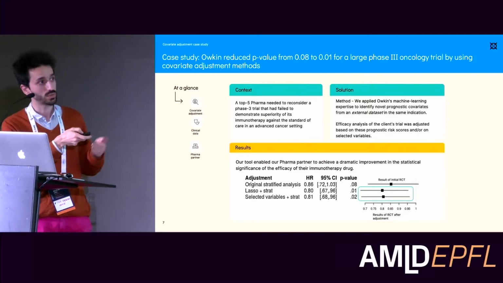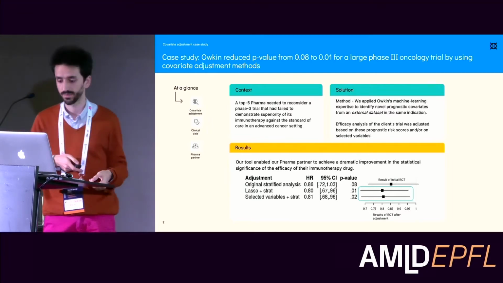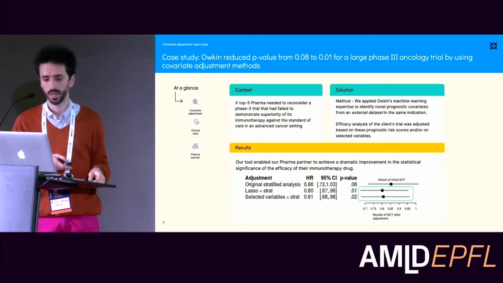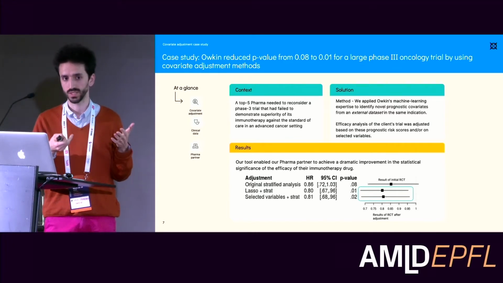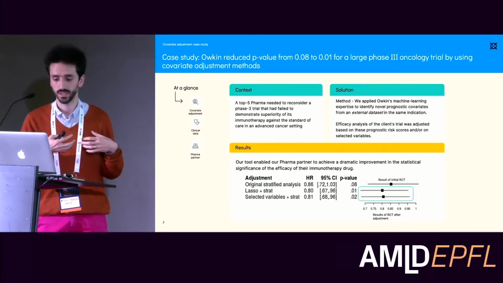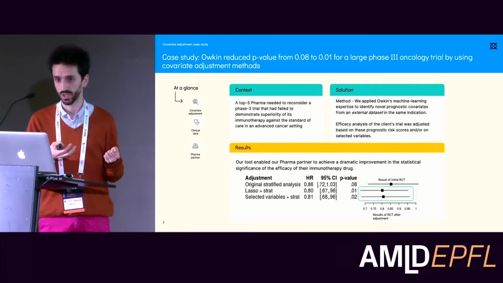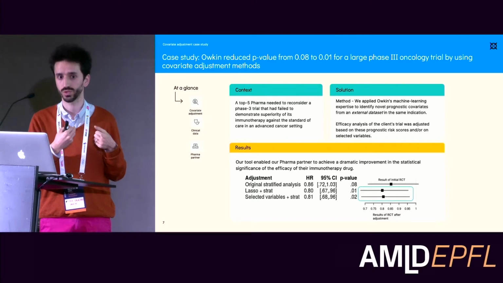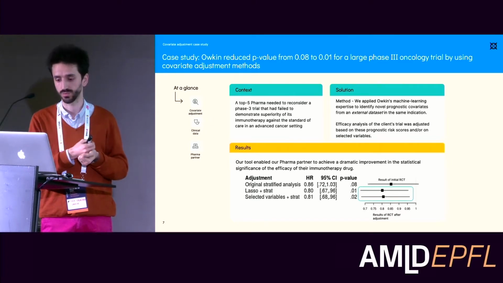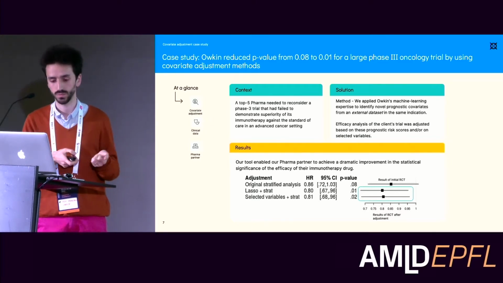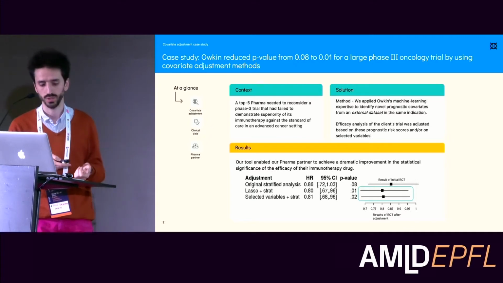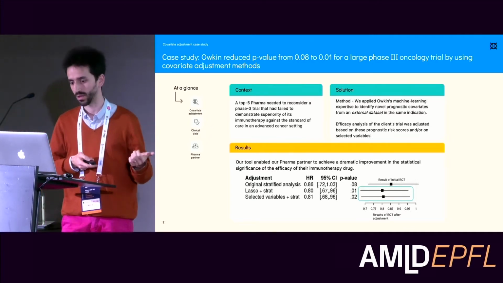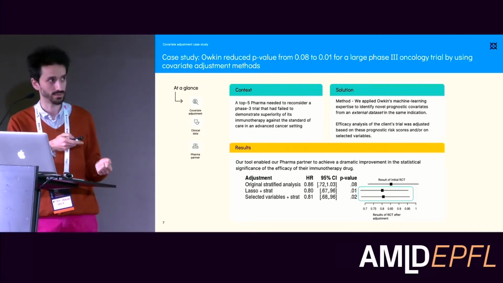Once we adjusted the analysis, we actually went below the significance threshold for that trial. What that means is that if they had done their covariate adjustment in an evidence-based manner, they would have been able to demonstrate that the treatment is actually efficacious. Obviously this is a post hoc analysis, so not very convincing for the FDA.